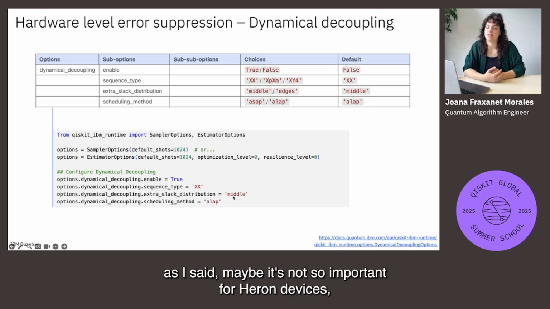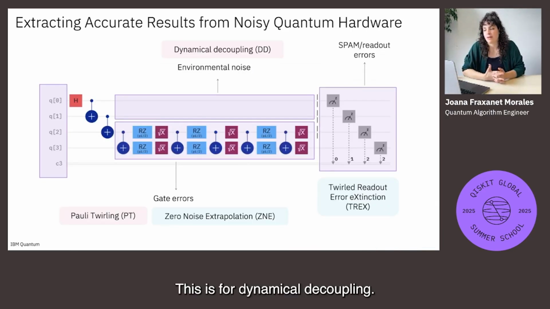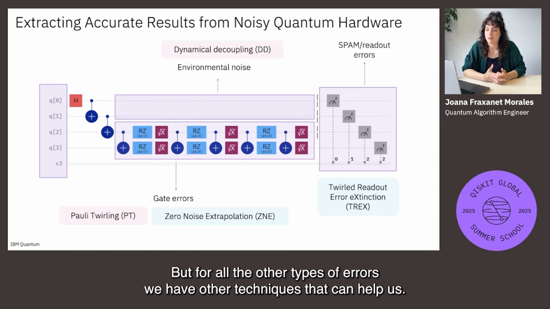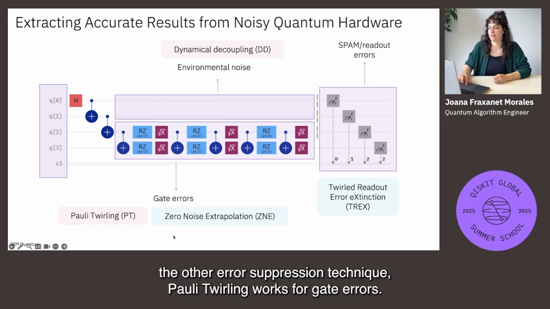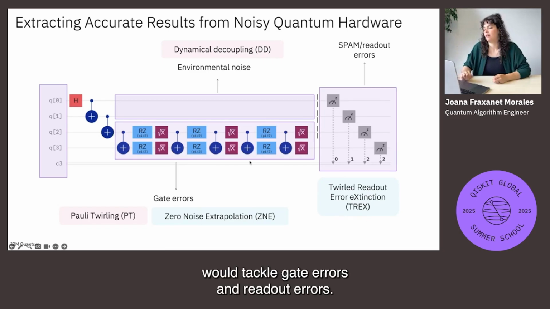Dynamical decoupling, as I said, maybe is not so important for Heron devices, but for Eagle devices, it really makes a difference. This is for dynamical decoupling, but for all the other types of errors, we have other techniques that can help us. The other error suppression technique, Pauli twirling, works for gate errors, and then the two error mitigation techniques, ZNE and TREX, would tackle gate errors and readout errors.